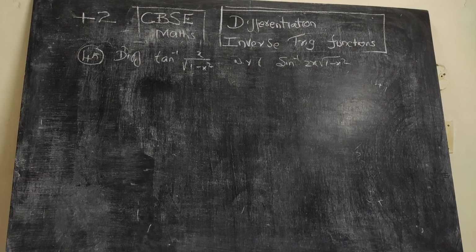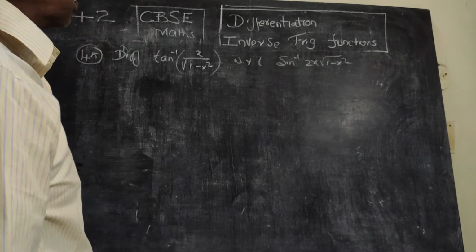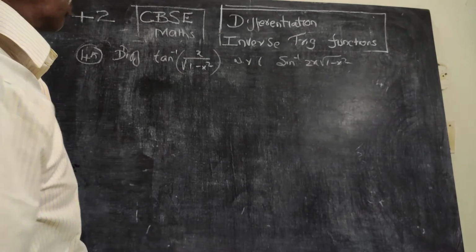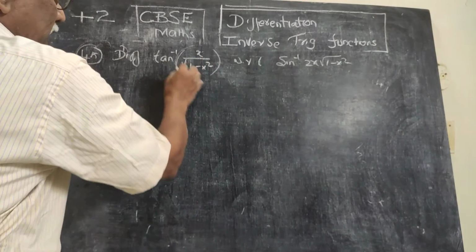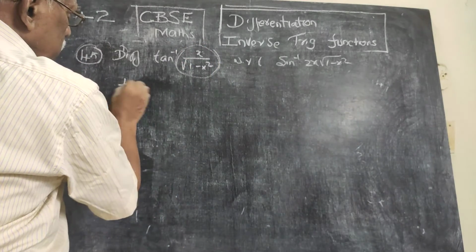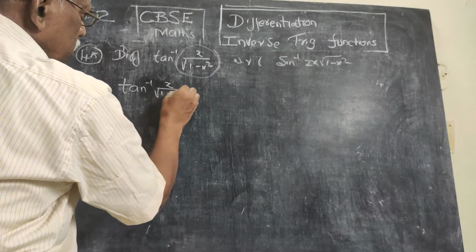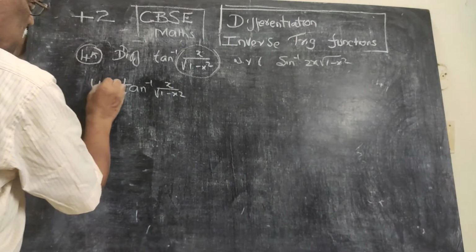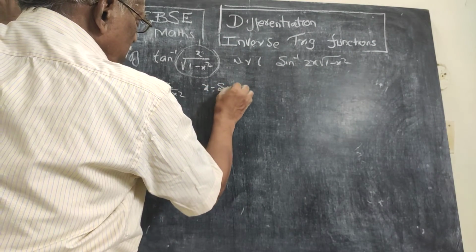Question number 45, differentiate tan inverse of x by root of 1 minus x square with respect to sin inverse of 2x root of 1 minus x square. Tan inverse something, so I must get this as tan theta. So what I am doing is, this I am considering as u, and x equal to sin theta I am putting.